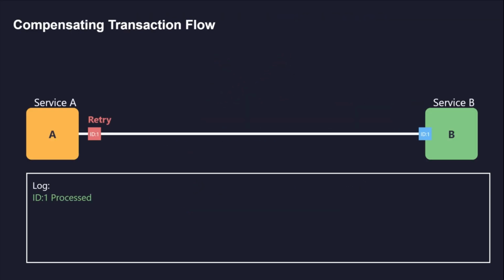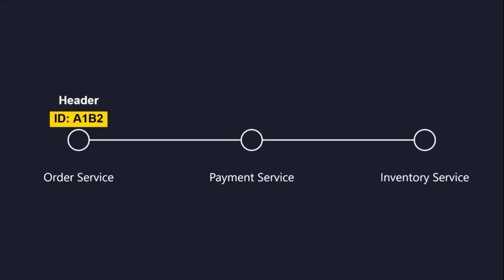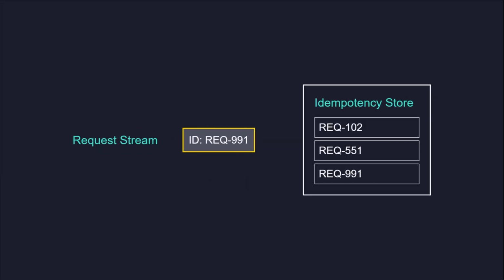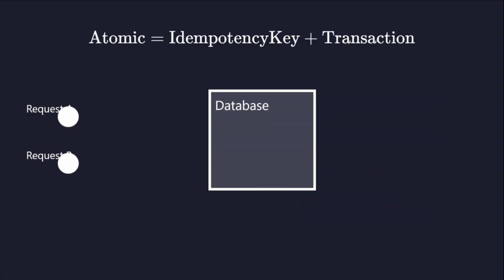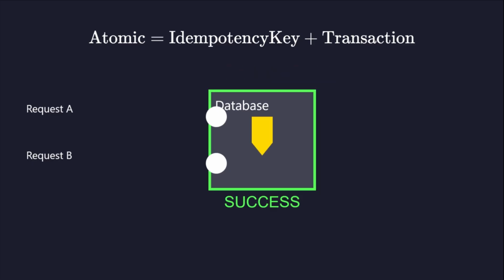Compensating transactions must be idempotent. If a network failure causes the compensation command to be sent twice, the second execution must do nothing. Every Saga requires a unique correlation identifier passed through every header to ensure all operations are linked to the same business process. Store idempotency keys in a dedicated database table. Check this table before executing any logic to see if the request identifier was already processed.